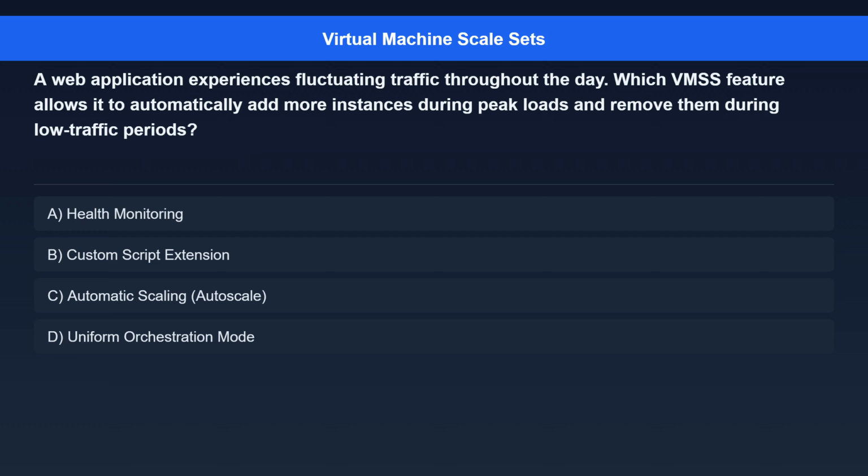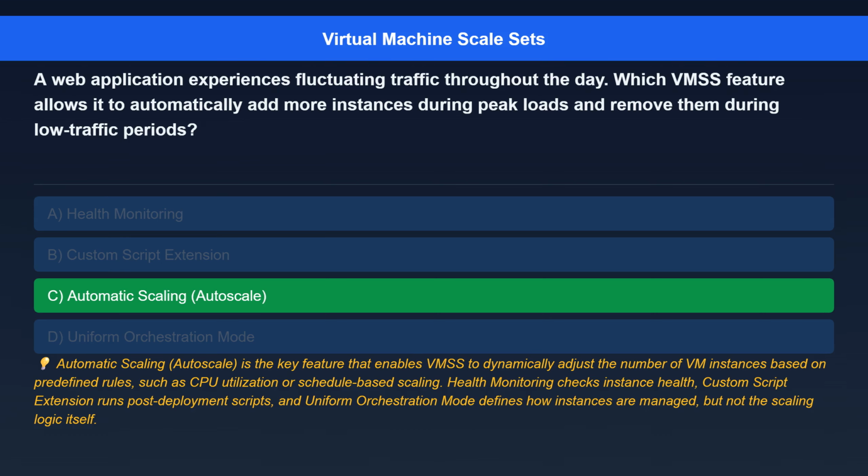Option A. Health monitoring. Option B. Custom script extension. Option C. Automatic scaling, autoscale. Option D. Uniform orchestration mode. The correct answer is automatic scaling, autoscale.